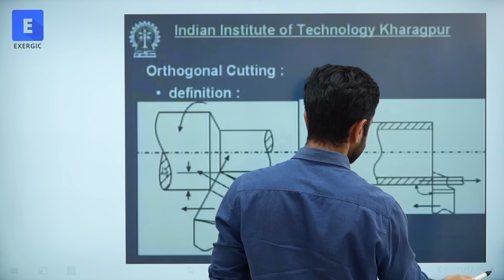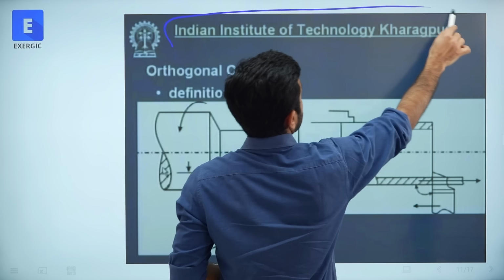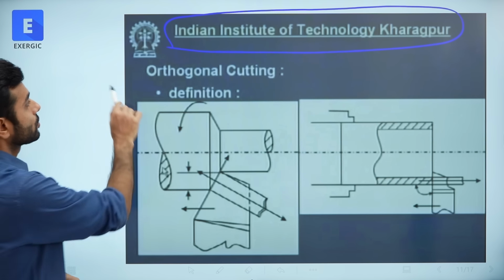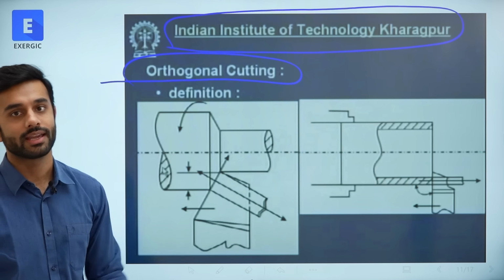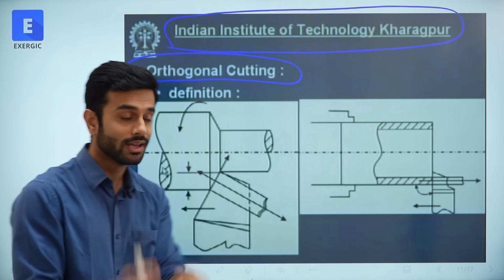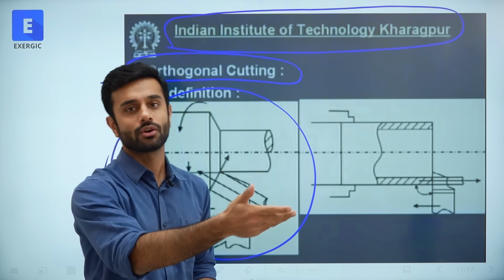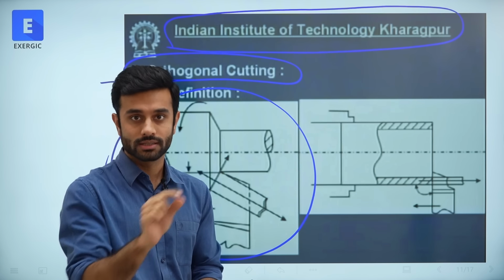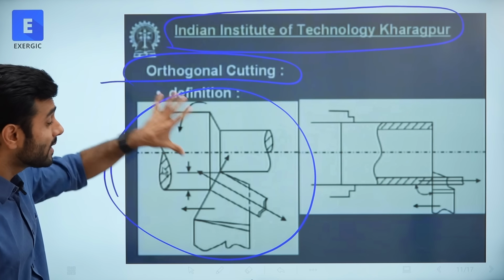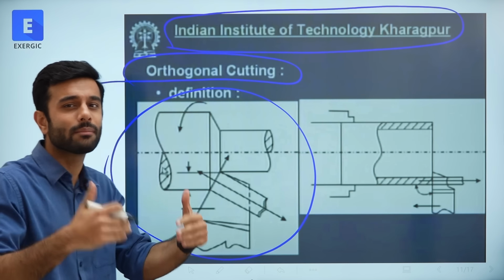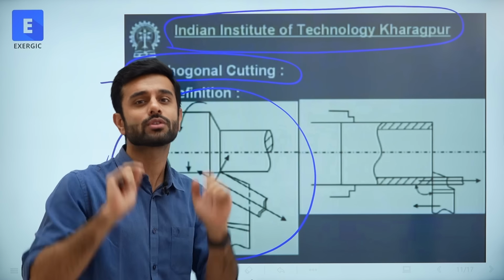Don't believe me? Firstly, have a look at this again. IIT Kharagpur, correct? Orthogonal cutting. Both of them have been shown as orthogonal cutting. In fact, the main explanation of orthogonal cutting has been explained using orthogonal turning. I encourage you to search on YouTube. You will find this video. If you need the link of this video, please email me. I'll share the link as well. So orthogonal turning has been explained as the primary example of orthogonal cutting.